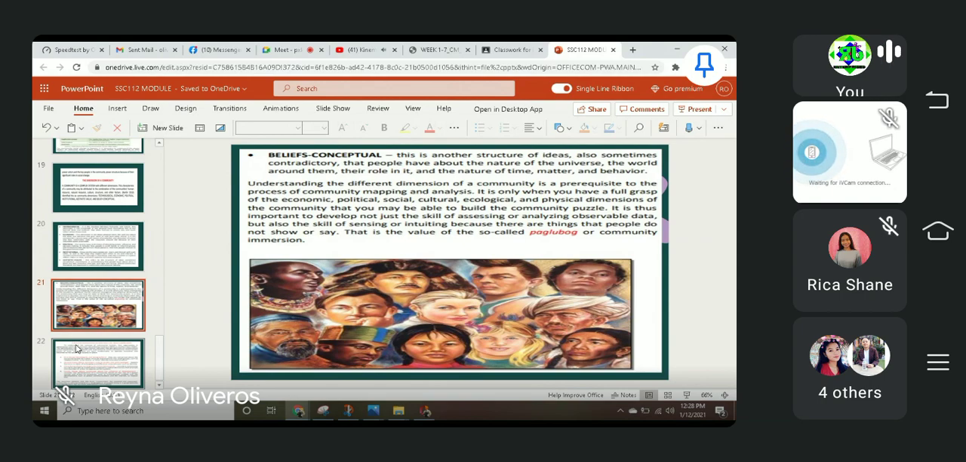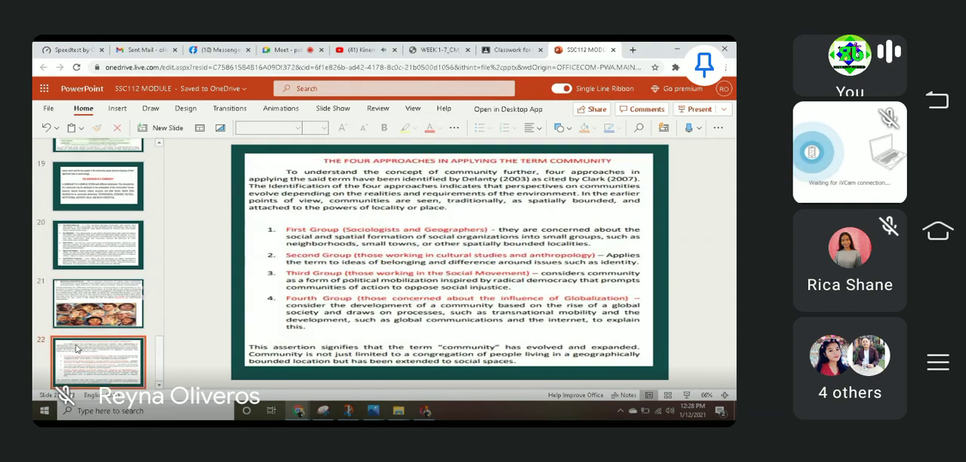Okay? So, ano ba yung mga nasasabi ng mga tao? Kailangan alam mo yun 'di ba? Kailangan naiintindihan mo siya. So, ang tawag natin doon is paglubog or community immersion. Okay? Wherein the people around that community interact with one another despite of their different beliefs and behaviors. Diba?